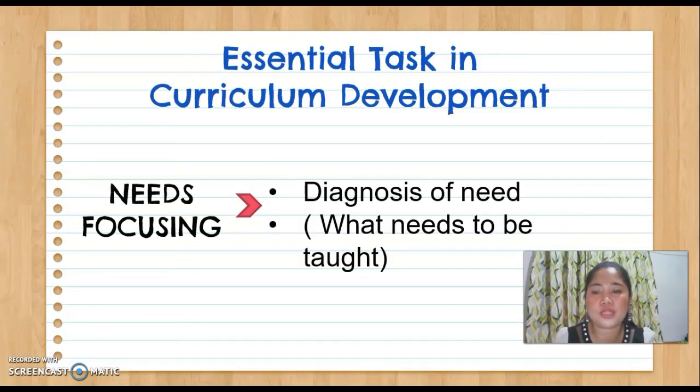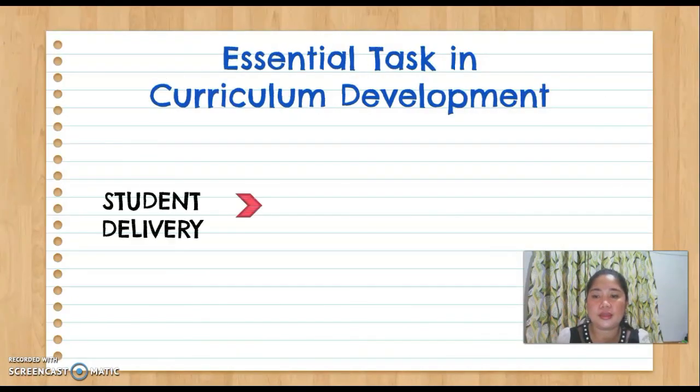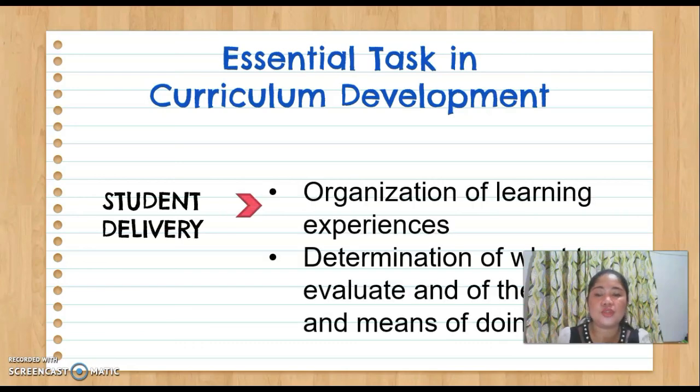Needs focusing. When you say needs focusing, it is the diagnosis of the needs. What needs to be taught? You should reflect on that. We should reflect on the needs of our learners so that we can create a curriculum suited for them. Then we have curriculum alignment. When you say curriculum alignment, it is the selection of content, organization of content, and the content should align with the curriculum objective. Then last, we have the student delivery. When you say student delivery, we have the organization of learning experiences and the determination of what to evaluate and of the ways and means of doing it.